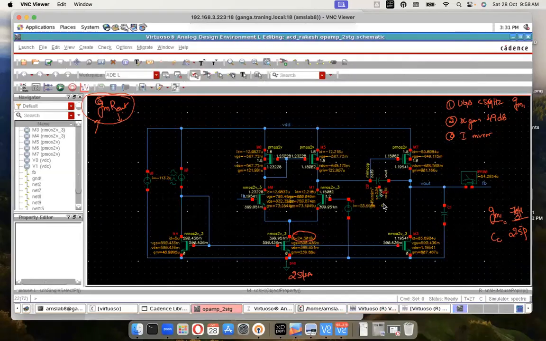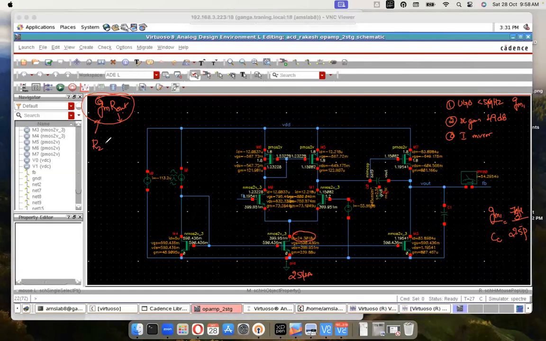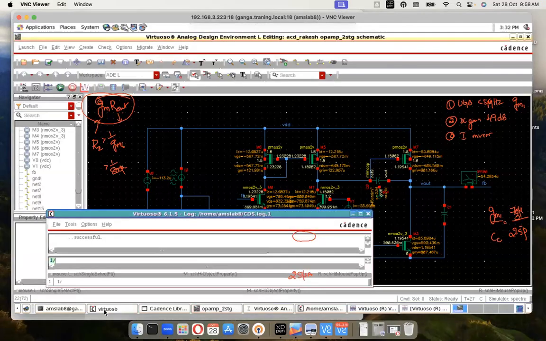What should be the value of RZ? Now, what's RZ? RZ has to be greater than 1 by GM6. That is greater than 1 by 800 micro. What is 1 by 800 micro? It has to be greater than 1.25 K.